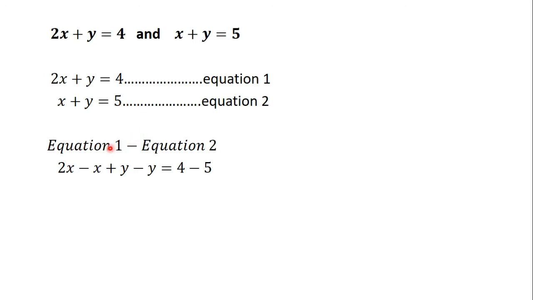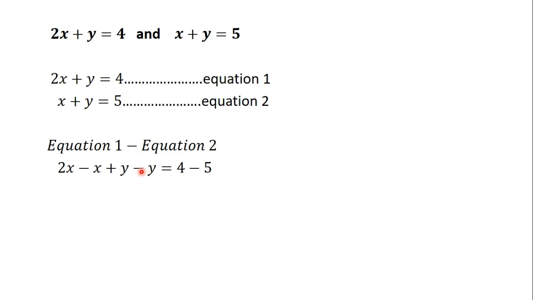This means that we are doing equation 1 minus equation 2. So take equation 1 and subtract equation 2 from it. I hope that is clear. Now you can see from here that as soon as we have y minus y, we've taken it out. y minus y will be 0. So we have eliminated y. That is the meaning of the elimination method. We have taken out y.